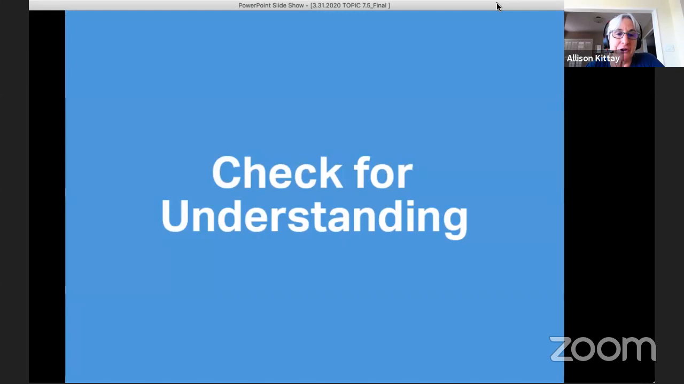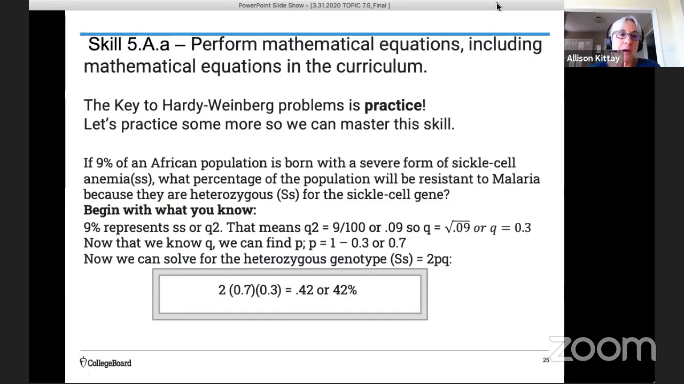All right, so let's do a check for understanding. We're going to really focus on the skill of performing mathematical equations, including the mathematical equations in the curriculum. And I just can't stress this enough. If I were in my classroom with my students, I would just tell them that the key to Hardy-Weinberg problems is to practice, practice, practice. So let's practice some more so we can master this skill.